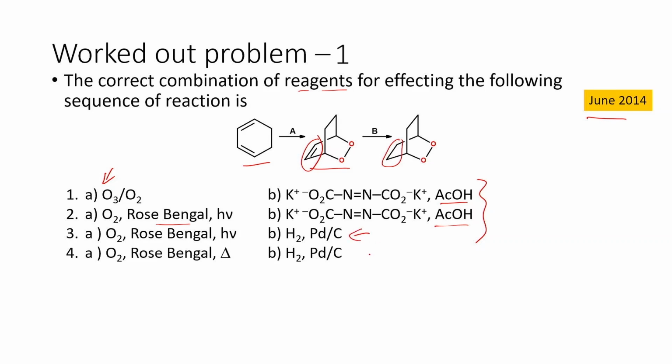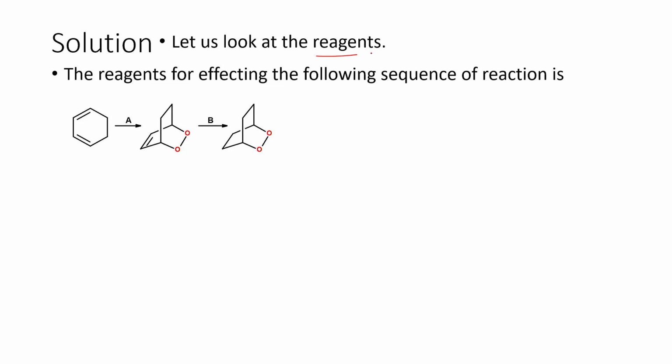The fourth one is the same reaction, oxygen and Rose Bengal, but this time under heating conditions, and the second reaction is hydrogenation in the presence of palladium carbon. So there are four different combinations given for condition A and condition B. We are going to find out the right condition for this particular transformation. Since we have multiple reagents, we have to identify which reagent will carry out what type of reaction. Based on that, we have to decide what combination is going to work here.